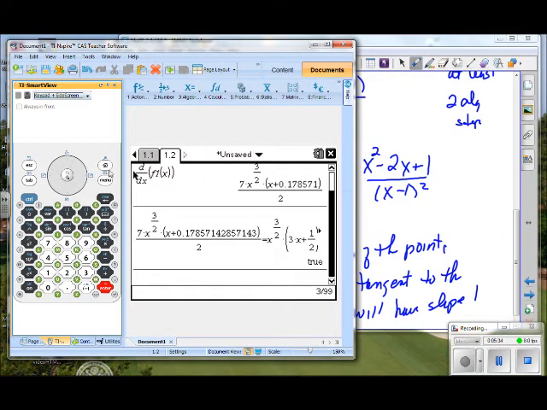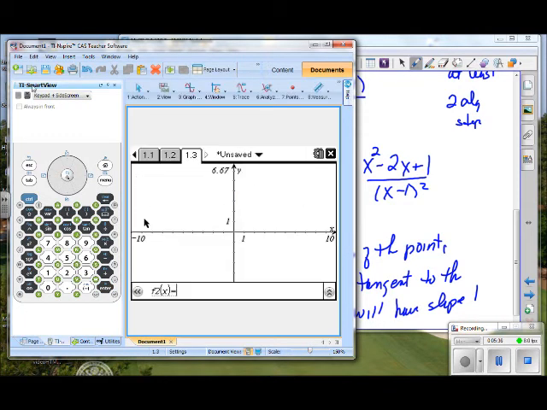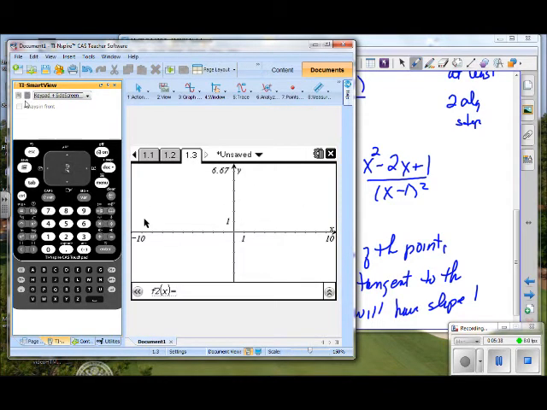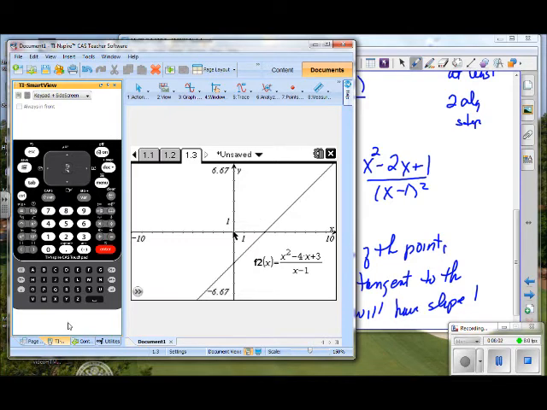So let's go into another graph page, and we're going to put in the fraction that we started with. Let's see, this was x squared minus 4x plus 3, and that's divided by x minus 1. Turns out that our function is actually a line.